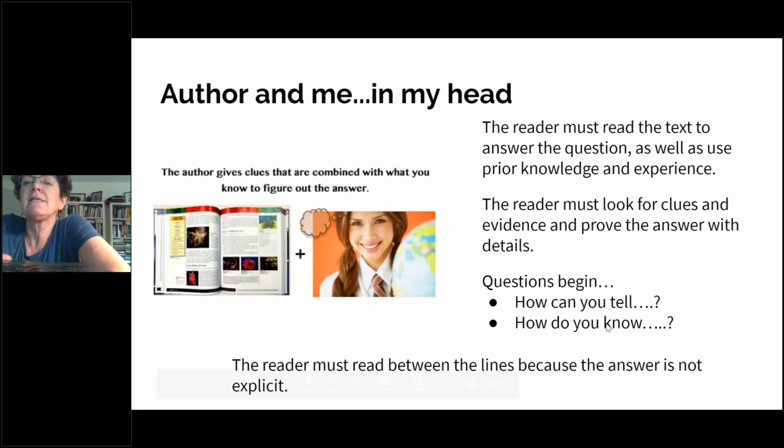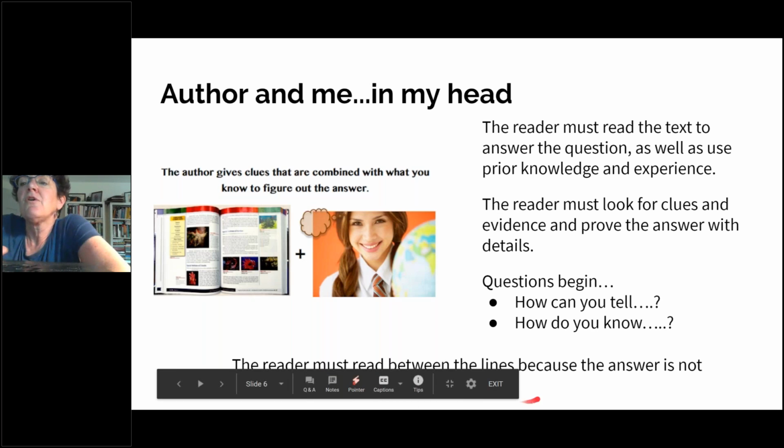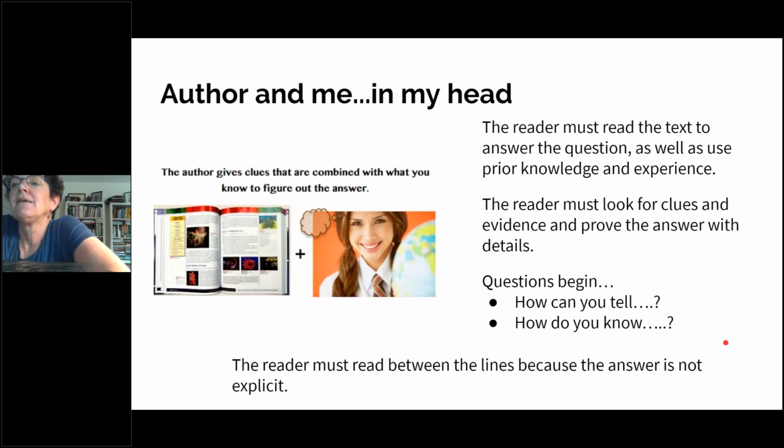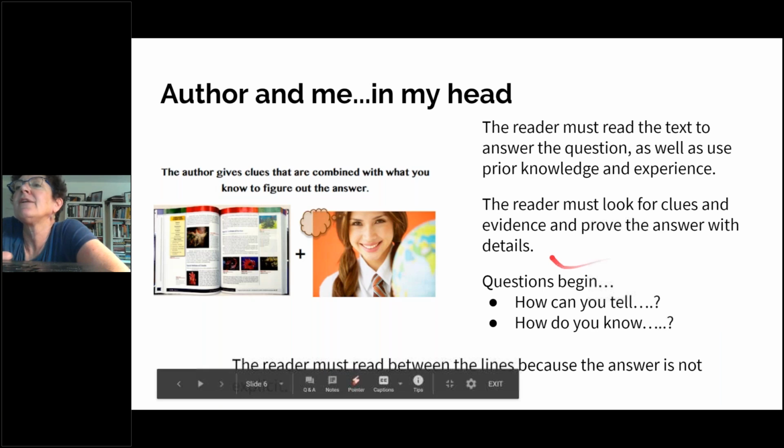Notice that it says here, the reader must read between the lines because it is not exactly in the text. So, questions that say, how can you tell? How do you know? Those are inference questions. So you're looking for clues and evidence, and you have to prove your answer with details.